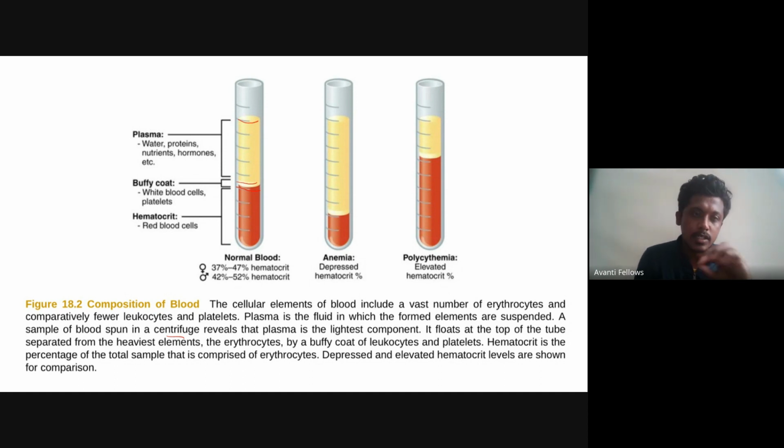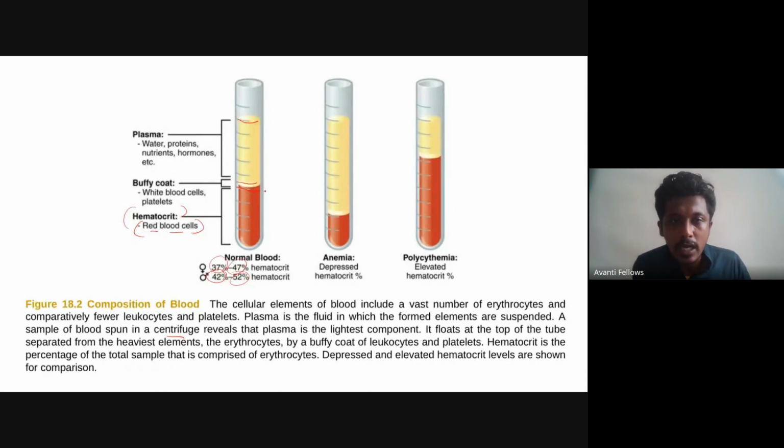So these three layers, we can give them names based on the composition. The lowest layer, the layer which sits at the bottom of the test tube or the centrifuge tube, is called the red blood cells or the hematocrit layer. So this is where you have up to 40 to 52% hematocrit in males, 37 to 47% in females. When I say hematocrit, that means red blood cells, students. So the red blood cells make up 42 to 52% of the blood in males and 37 to 47% of the blood in females.